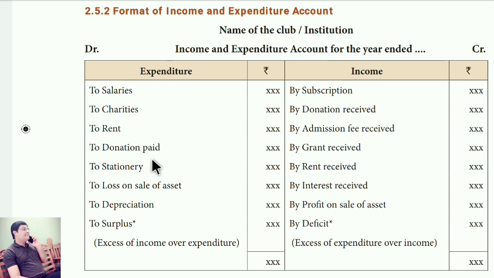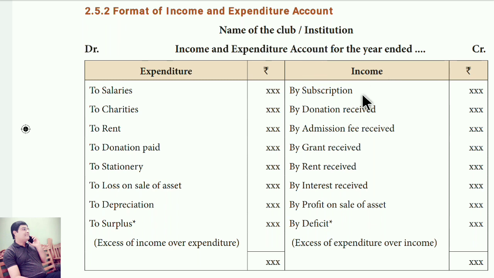Salaries, charities, rent, donation paid, stationery, loss on sale of asset, depreciation, surplus. Where will this surplus come? Excess of income over expenditure. This surplus is the balancing figure, and this surplus will go to the liability side, added with the capital. This is not given in the textbook, but always remember this surplus you have to add with the capital on the liability side, and this deficit you have to deduct from the capital on the liability side.